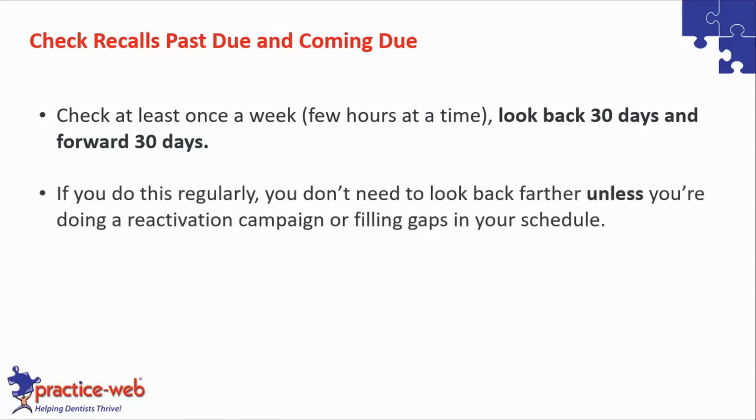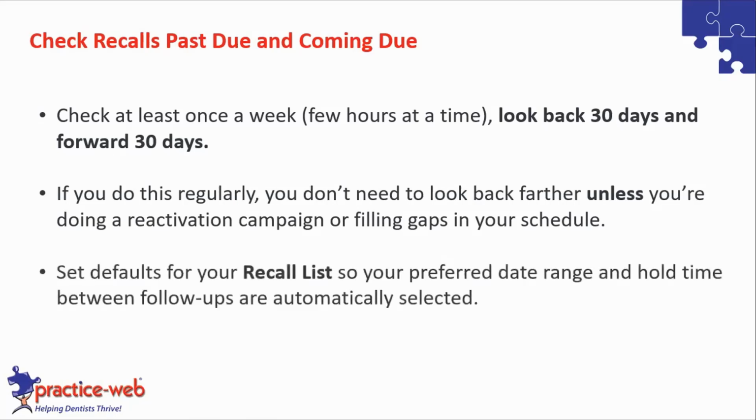If you do it regularly, you don't need to look back farther than that, because it's every week, you'll be taking care of people, and anyone who is not able to get scheduled, that might be a reactivation issue at that point. So unless you're doing a reactivation campaign or filling gaps, and you want to look back further, you don't really need to go outside of this date range. You can, if it's working for you, looking maybe 60 days back, 60 days forward, fine, go for it. But this is what we suggest.